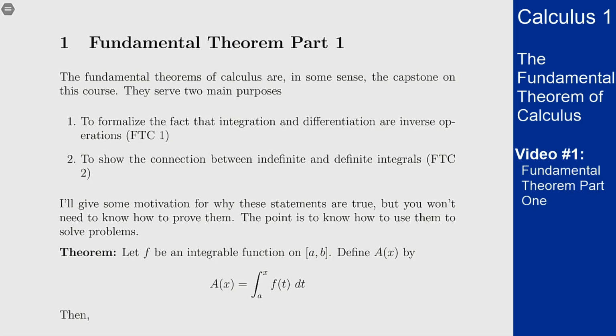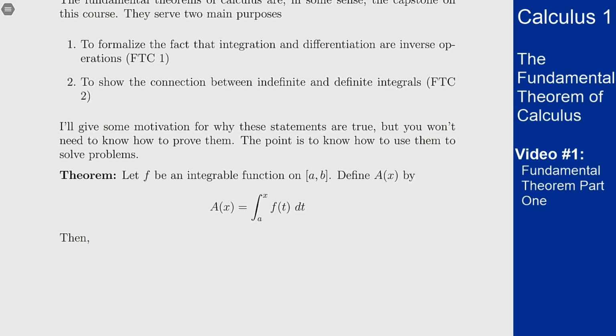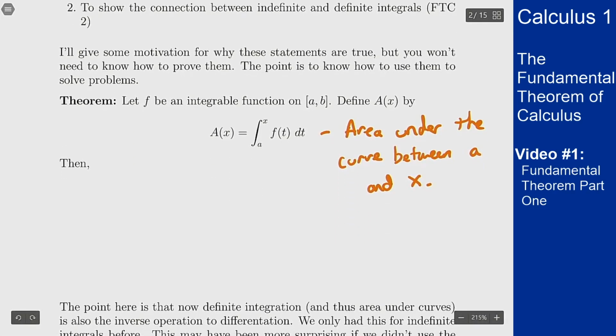Here's part one. Let f be an integrable function on the interval from a to b. Define A of x, a new function, by the definite integral from little a up to x of f(t) dt. This here is finding the area under the curve between a and x. We've got this area function that defines the area under the curve between a and x. Then what happens? Well, then if I differentiate A, I get my function f back.